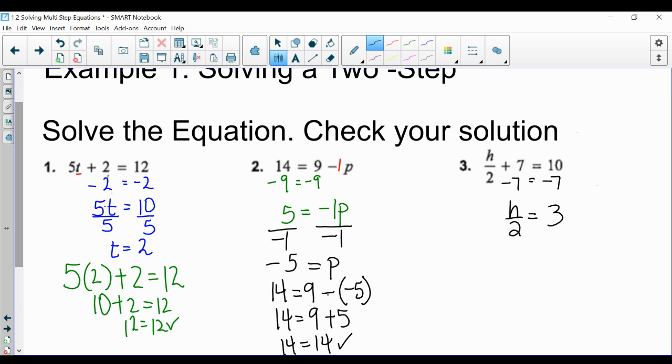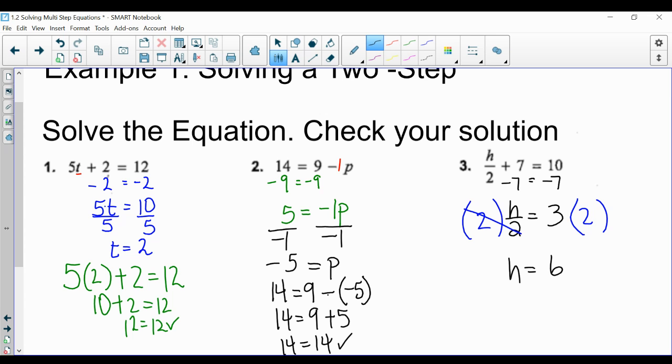So like I said, fraction is just a division problem. So opposite of division is multiplication. So I'm just going to multiply both sides here by 2. So this just simplifies down. So now I have h is equal to 6.